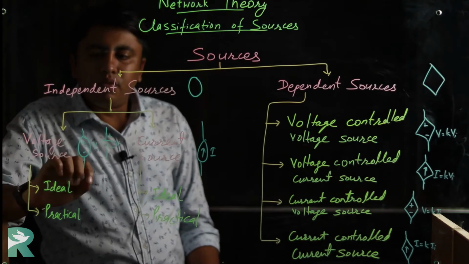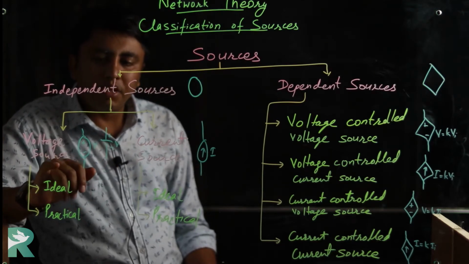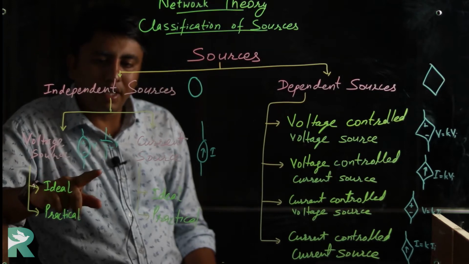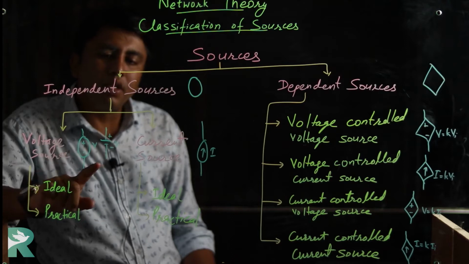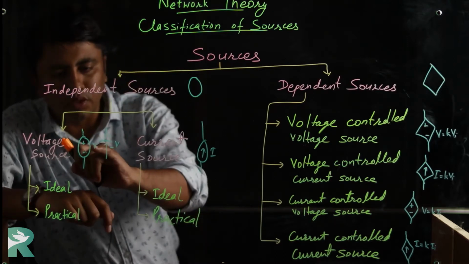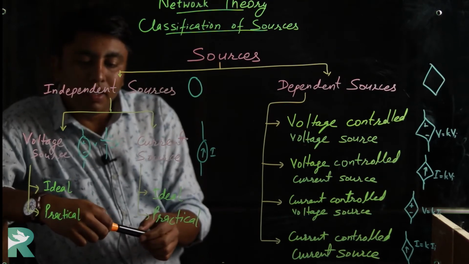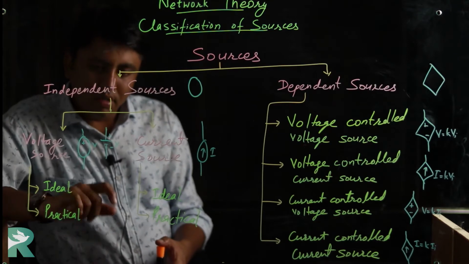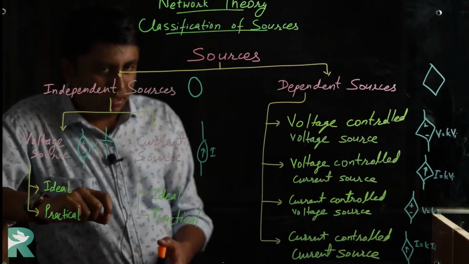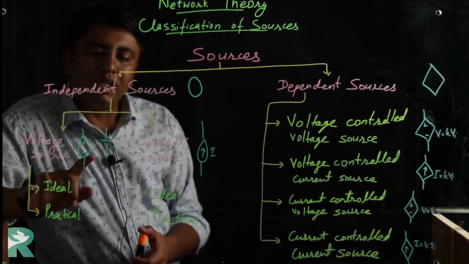Independent sources are of two types: voltage source and current source. The independent voltage source is represented by this. In a circle, plus and minus show the direction of the source, and V shows the value in volts of the voltage source. There are two types of independent voltage sources, ideal and practical. As I stated, the independent voltage source has a constant value.